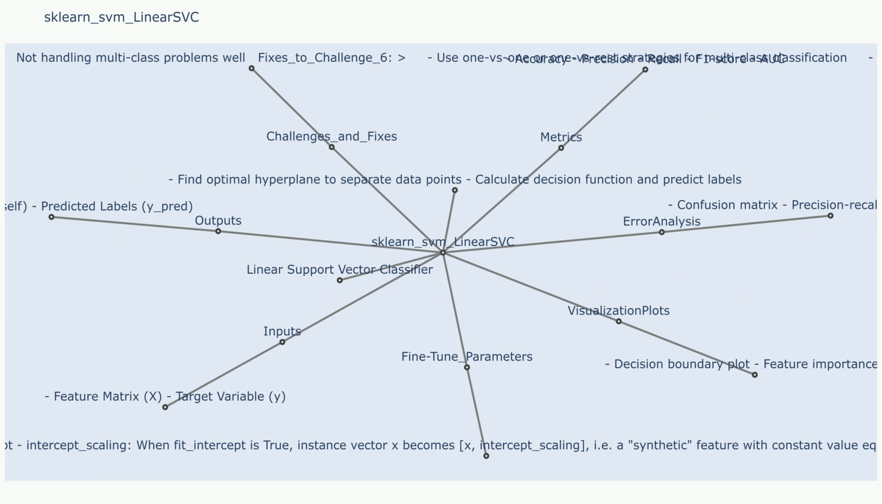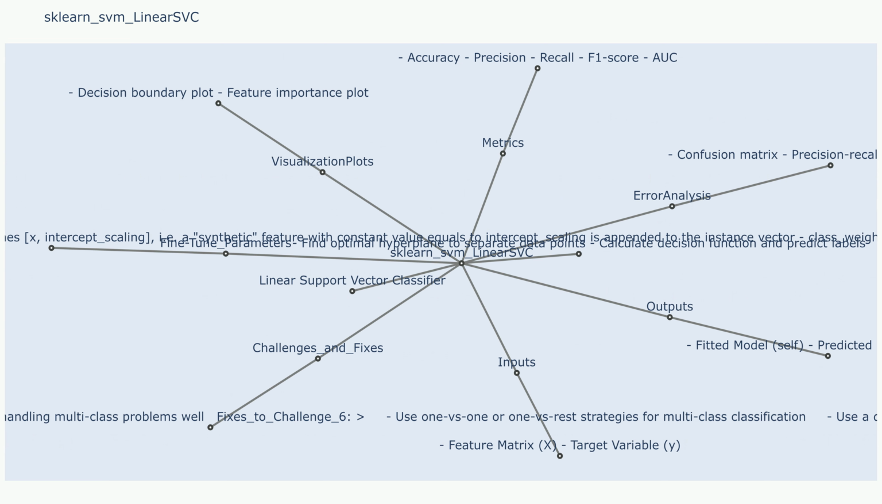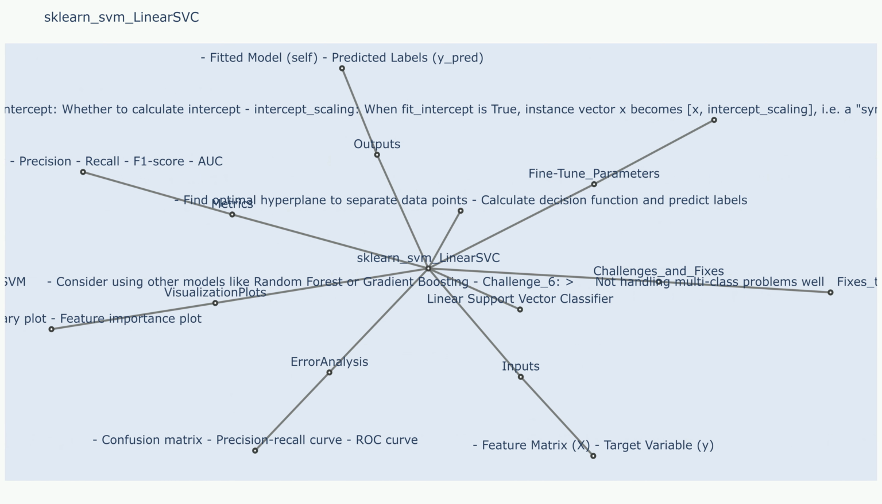Metrics: accuracy, the percentage of correctly classified data points. Precision, the proportion of correctly predicted positive instances out of all instances predicted as positive. Recall, the proportion of correctly predicted positive instances out of all actual positive instances. F1 score, the harmonic mean of precision and recall, providing a balance between the two.